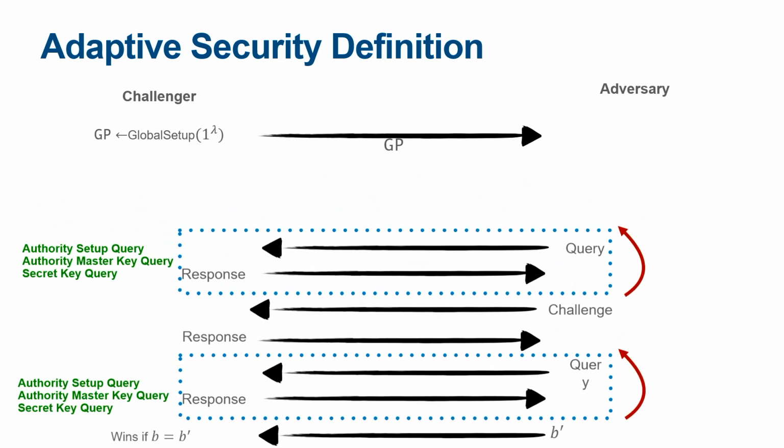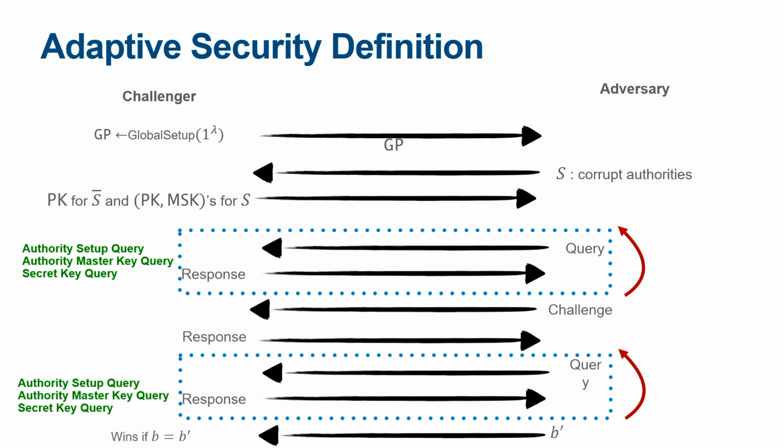A weaker definition that has been considered in the literature quite a lot is one where you have an additional phase where the adversary commits to the set of corrupted authorities at the beginning of the game, right after seeing the public parameters. He gets back the master secret keys for the corrupted authorities and also gets the public keys for the non-corrupted authorities. And from that point on, there's no point in corrupting authorities. They're all committed to, so these two kinds of queries are not allowed. So this is the adaptive security game.